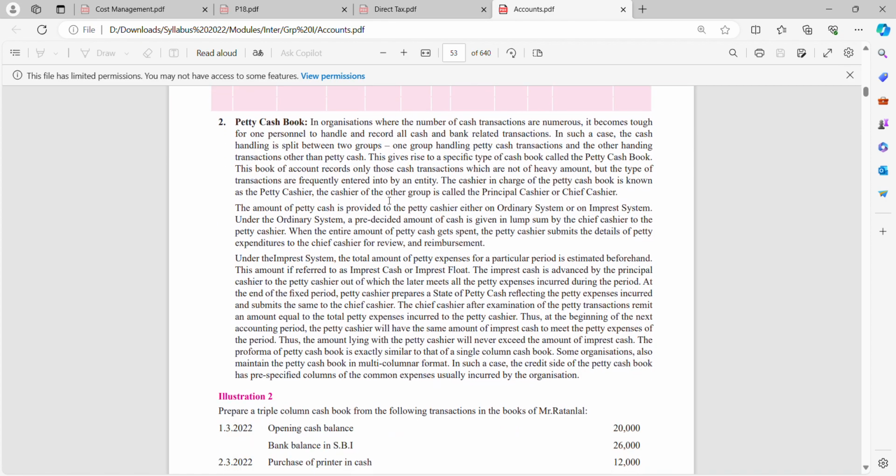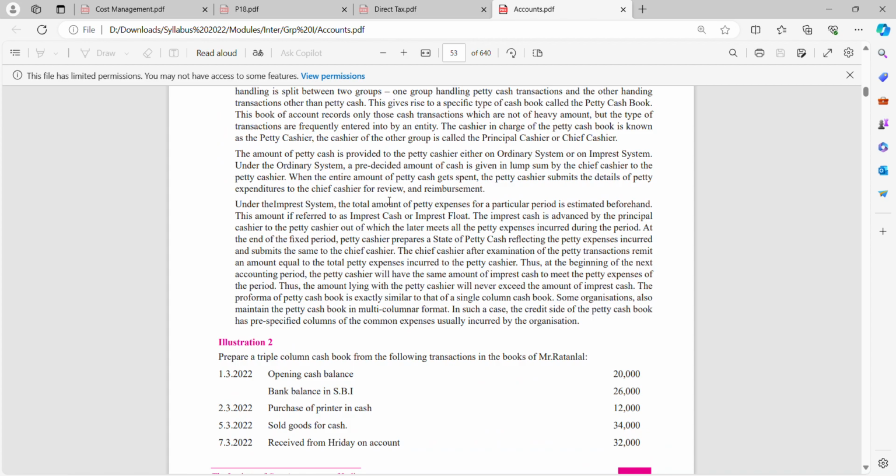Under the imprest system, the total amount of petty expenses for a particular period is estimated beforehand. This amount is referred to as imprest cash or imprest float. The imprest cash is advanced by the principal cashier to the petty cashier, out of which the latter meets all the petty expenses incurred during the period. At the end of the fixed period, the petty cashier prepares a statement of petty cash reflecting petty expenses incurred and submits the same to the chief cashier. The chief cashier, after examination of petty transactions, remits an amount equal to total petty expenses incurred to the petty cashier.